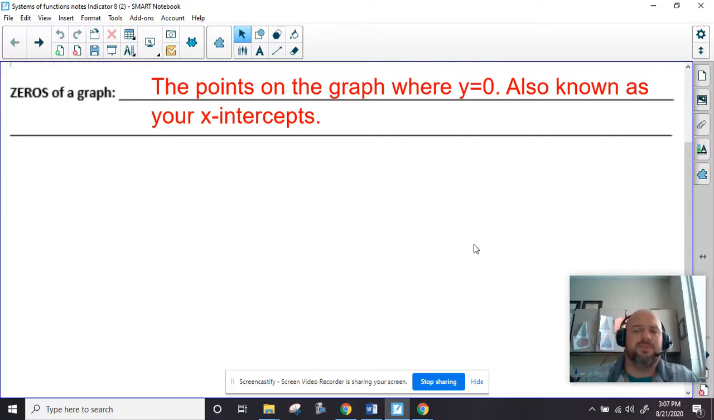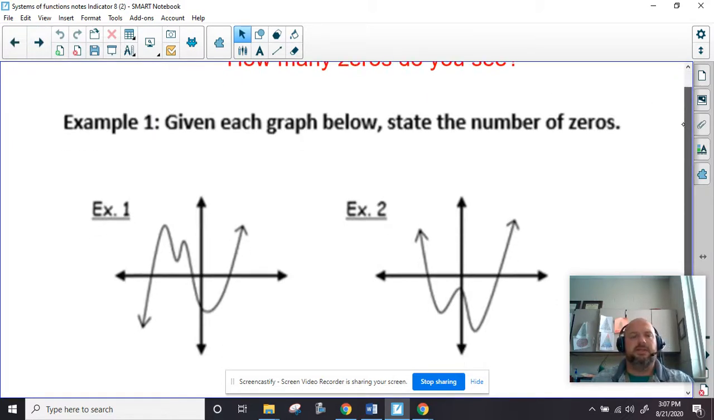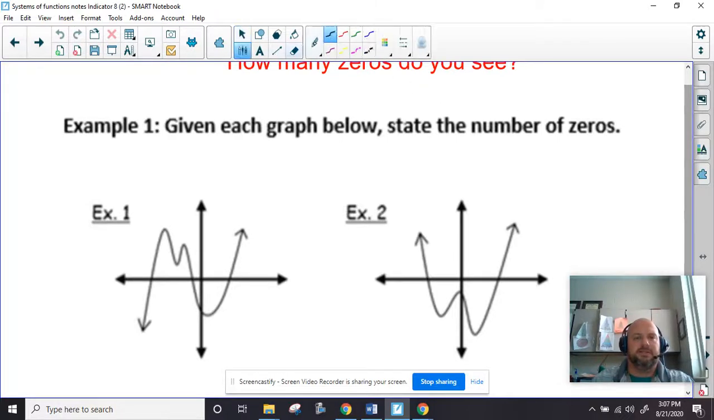zeros, x-intercepts, and roots, they all mean the same thing. It's basically where the graph is 0. It touches the x-axis. All right, now, how many zeros do we see? Well, how many times does it touch the x-axis?